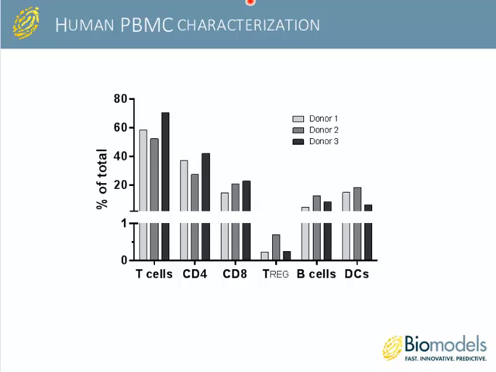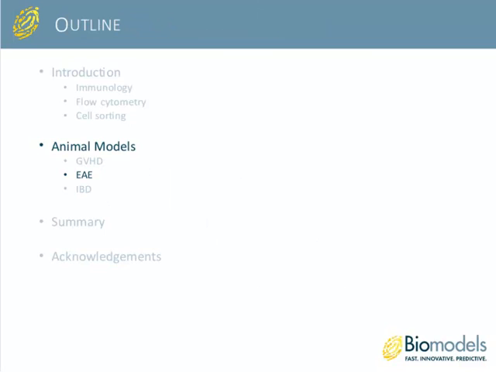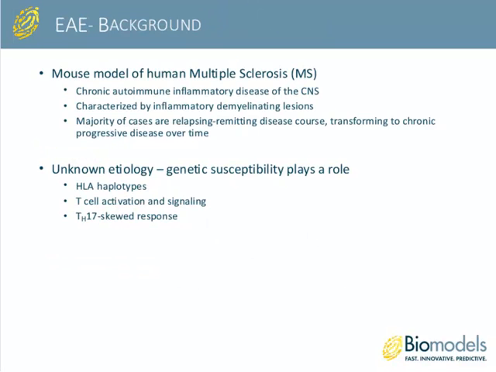So if you want to do repeat studies and get consistency over the course of several different studies, you can use the same donor, and that way you get that consistent level of disease induction. Okay, so moving on to the next disease model, EAE, that's experimental autoimmune encephalopathy.